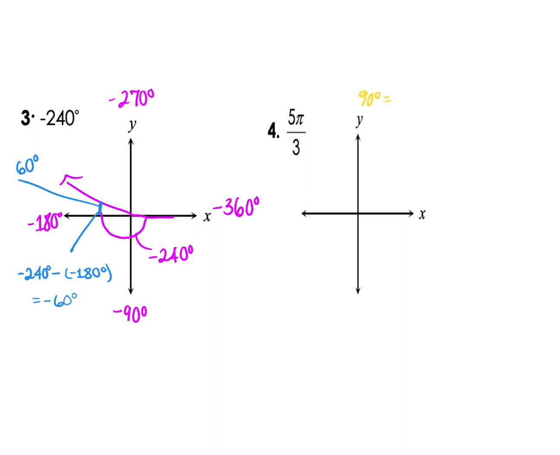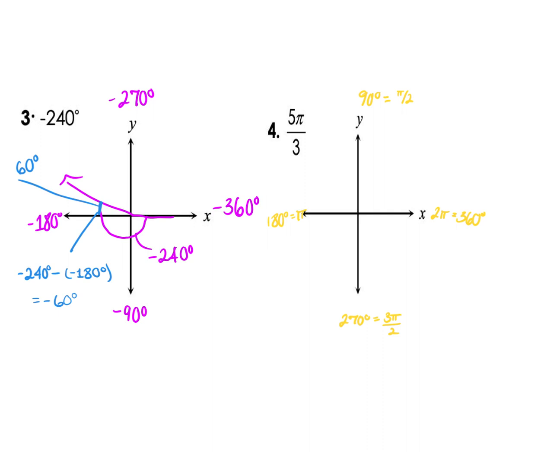90 degrees is pi over 2 radians. 180 degrees is pi. 270 degrees is 3 pi over 2. And then 2 pi is 360 degrees. So I'm going to go ahead.